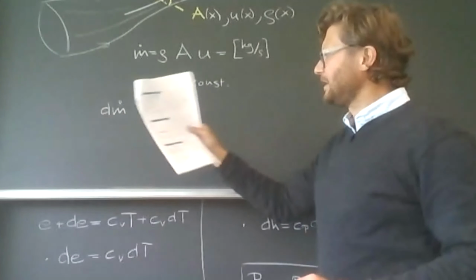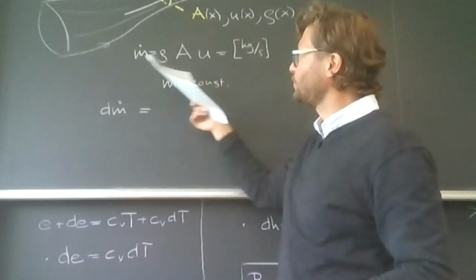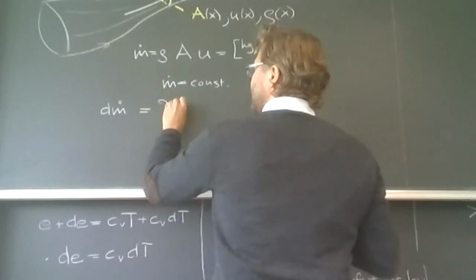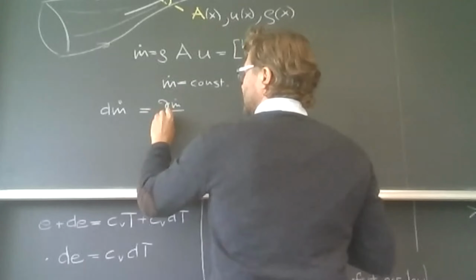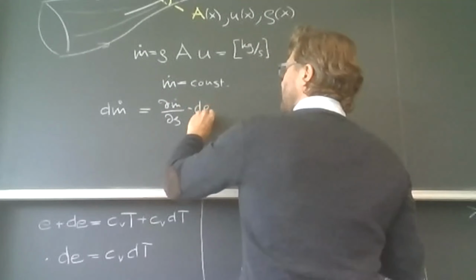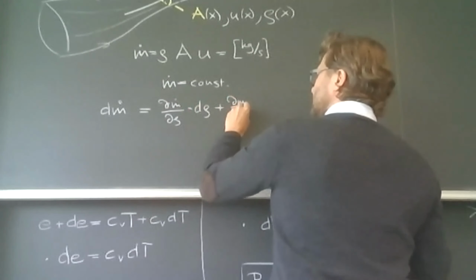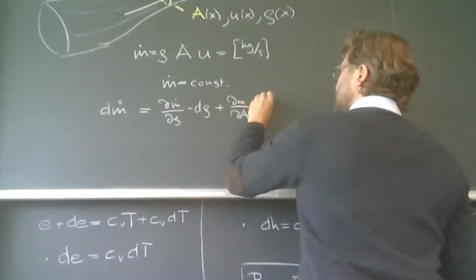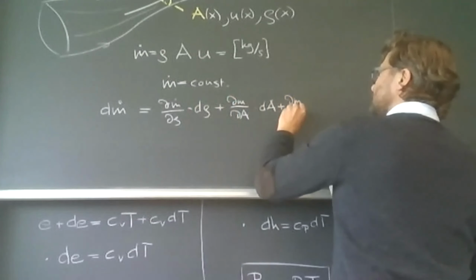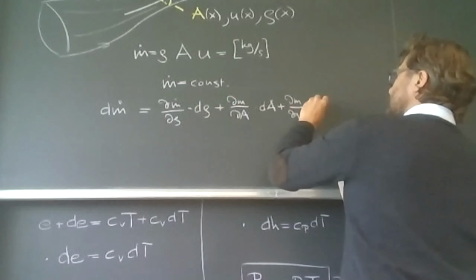An infinitesimal change of the mass flow rate, so the total derivative of this formula, is given by dm dot equals partial m dot over partial rho times d rho, plus partial m dot over partial A times dA, plus partial m dot over partial u times du.